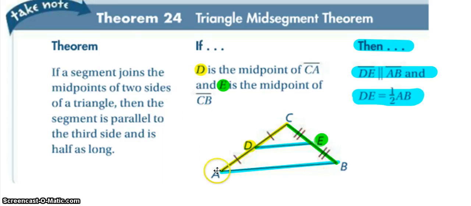So if I have D being the midpoint of AC, that means that A to D and D to C will be congruent lengths. And then E is the midpoint of C to B, which also means that CE and EB are congruent. That then tells me that the line connecting my two midpoints will be parallel to the baseline of my triangle, and the line connecting my midpoints is half the length of the base of the triangle.